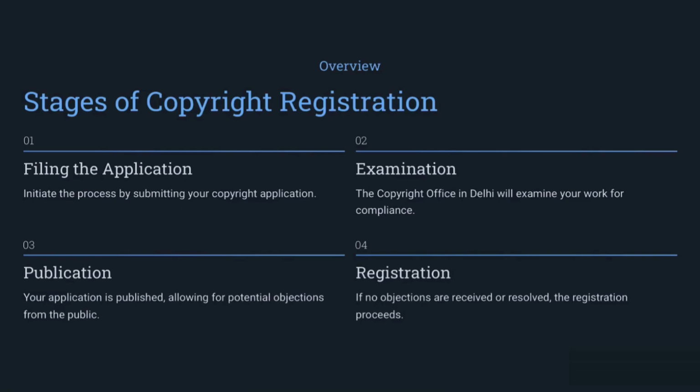Primarily, the stages of registration will be that initially we'll have to file a copyright application, and then comes the examination process. In this stage, the work will get examined by the Copyright Office, which is located in Delhi, and then comes the publication. In this stage the work will be published, and in case of any objections, those will be received by the Copyright Office. If there are no objections received, the office will proceed with the registration.